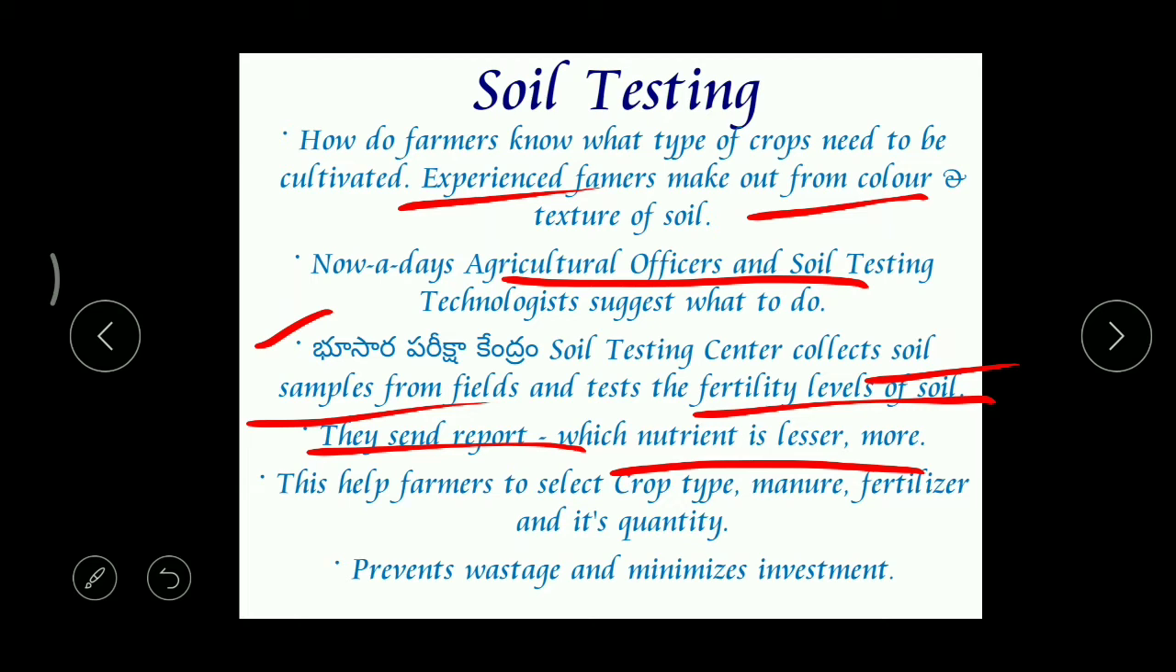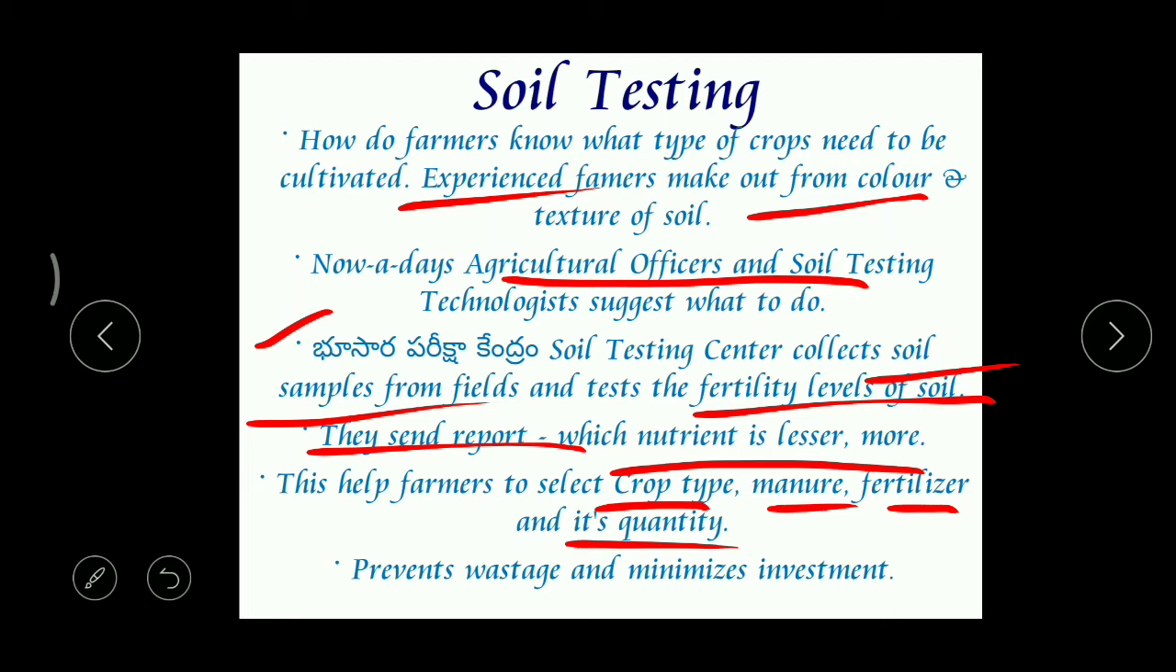About our field. So what is the use of this report? With the help of this, we can select the crop type, which crop we need to select, then which manure we have to supply, and which chemical fertilizer we can use, and also its quantity. That means for 1 hectare, how much chemical fertilizer we have to use. Got it?